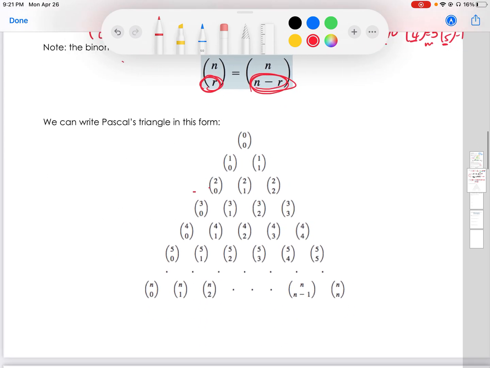So Pascal's triangle really can be thought of similarly to this. If this we consider to be row 0, here we have row 1. We're going to put a 1 in the top part and then just start with 0 each time. All right, this is row 2, 2 choose 0, 2 choose 1, 2 choose 2. Row 3, row 4, 5, and so on.